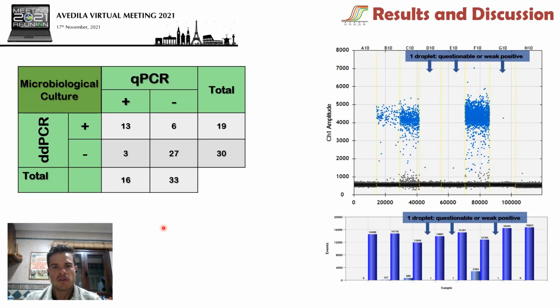Firstly, we're going to evaluate the results for culture. In the case of real-time PCR, we were able to detect 16 positive samples and 33 negative ones. By contrast, with digital PCR, 19 samples were disclosed as positive and 30 as negative ones.